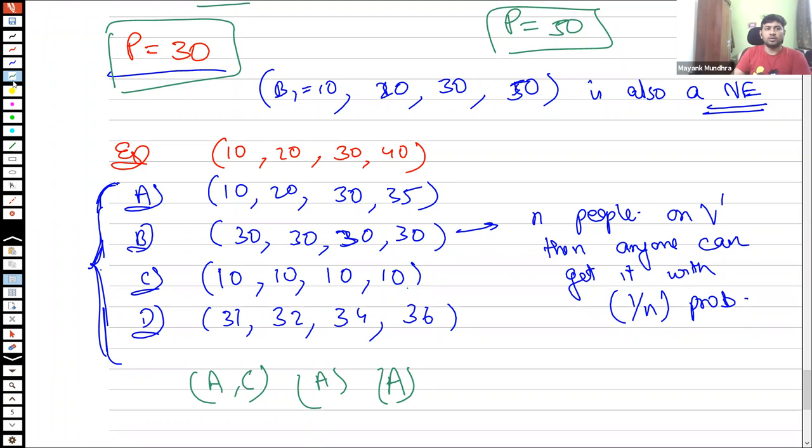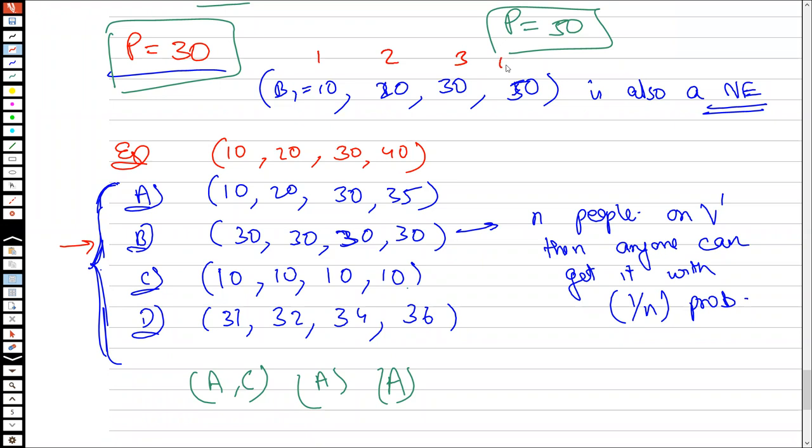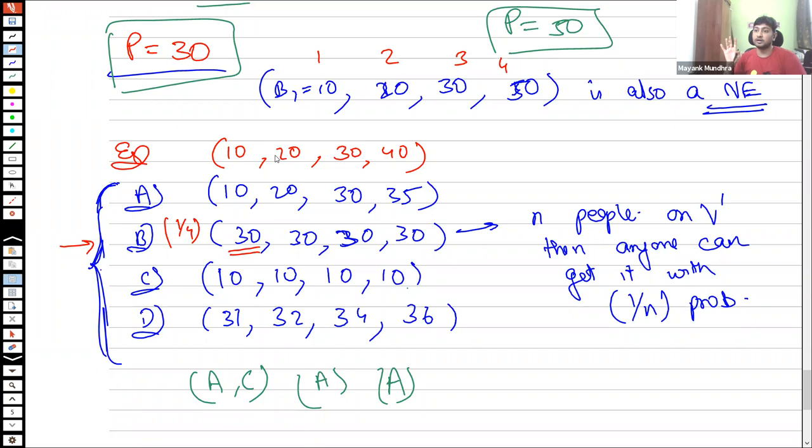So who has an incentive to deviate in B? Since all of you are saying B is not a Nash equilibrium, who has an incentive to deviate here? Sir, suppose agents are 1, 2, 3. First and second agents have an incentive to deviate. Very good. First and second. Because right now, with 1/4 probability, anybody can get it. And the price is going to be equal to 30. So if this guy has to buy it at 30, then he gets a negative utility. So it's better for him to reduce his bid, stop being a winner. So this case is not a Nash equilibrium, correct?